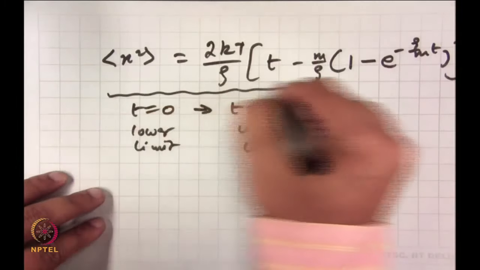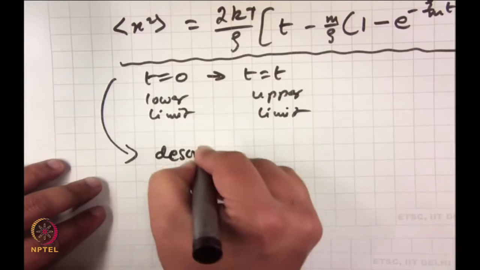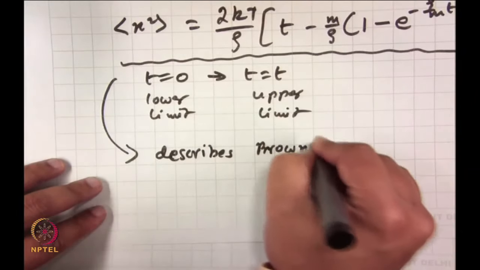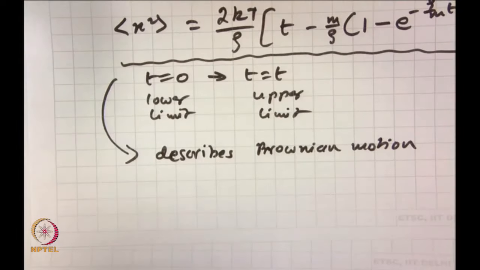Okay. So, this is the final equation describing Brownian motion.